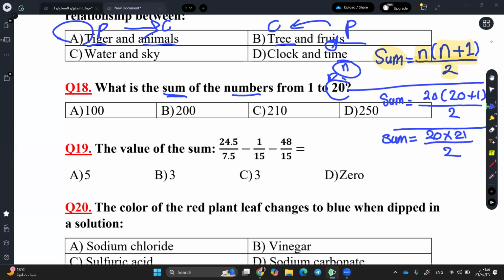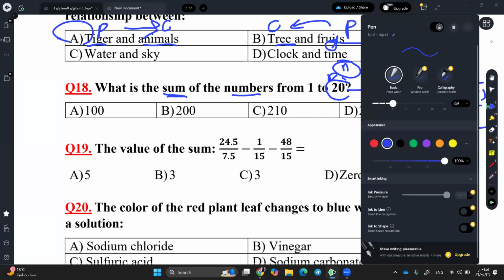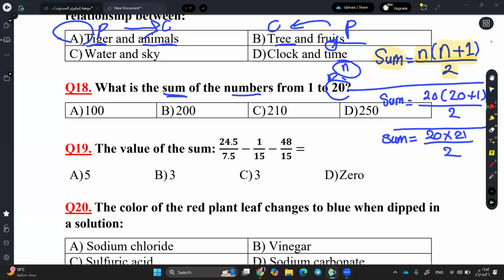You can simplify it by our way. You remember that we simplify it like here. Simplify by 2, it's going to be 1, and simplify by 2, it's going to be, I'm sorry, 10. Okay? Then 10 times 21, it's going to be 210. So the answer is C. Okay?